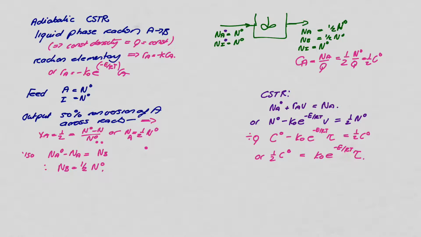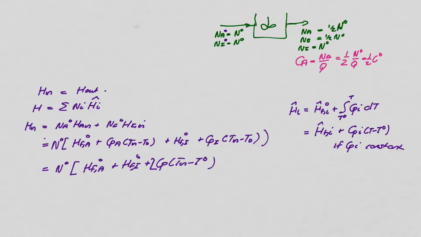And that is why I need the energy balance. So we now need to look at the energy balance. And to keep it simple, what we're going to assume in the energy balance is that the Cp of the reactants A and B is the same, and which is also the same as the inert, and we're just going to call that Cp. Right, so the next step is the energy balance.